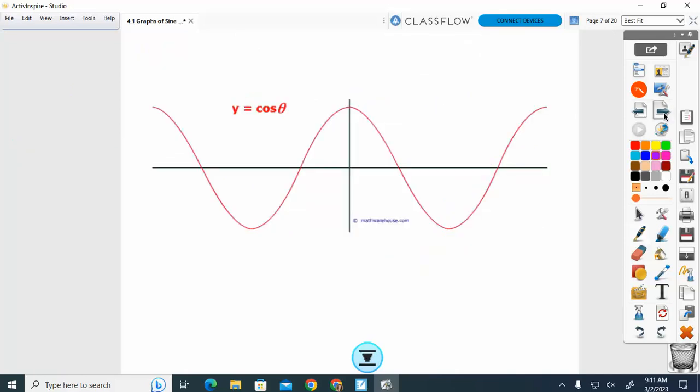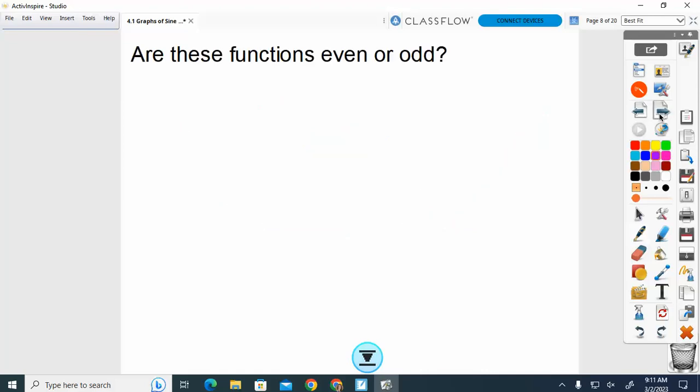And this just shows you what 2 periods of cosine look like. It is very similar to the sine graph. The only difference is sine starts at 0 and cosine starts at 1. But they both have the same wave pattern going back and forth because they both just oscillate between -1 and +1.